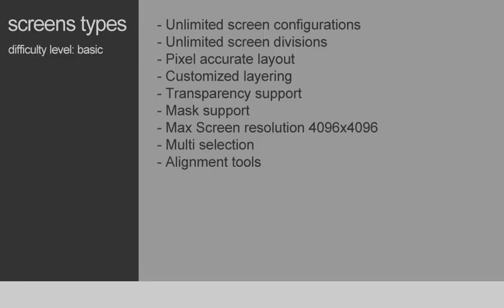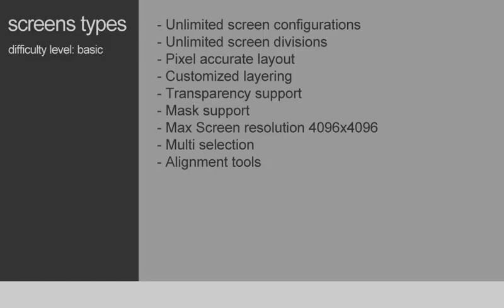Using the Signage Studio, you can create unlimited number of screen configurations or screen templates, and each one of those screen configurations can have unlimited number of screen divisions. Everything that you do within the Signage Studio screen editor will be accurate to the pixel, so you can create transparencies and masks. You can layer the different screen divisions any way you like. We also support the maximum screen resolution of 4096 by 4096. And this large screen area can actually span multiple displays in both vertical and horizontal alignment.